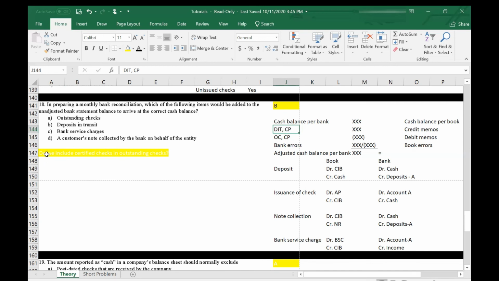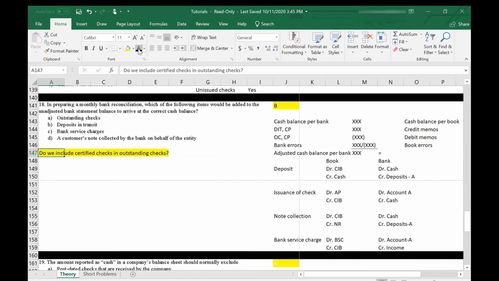Sorry, there's an ongoing repair. There's a question here. Do we include certified checks in outstanding checks? I'm not sure if you discussed this, but in case you did, let's discuss it further. But in case you didn't, I don't think they will be asking this because this is usually asked during 114.